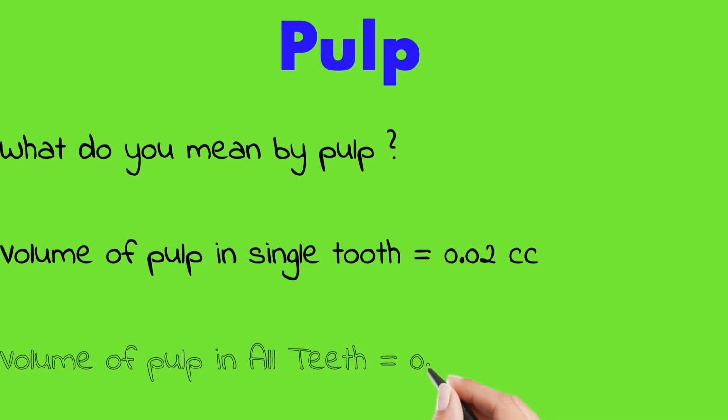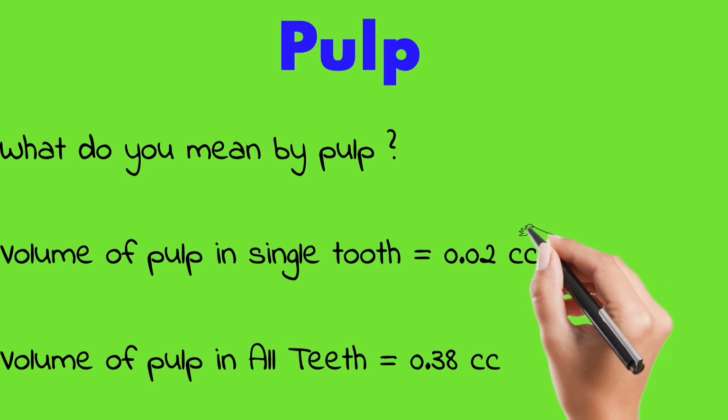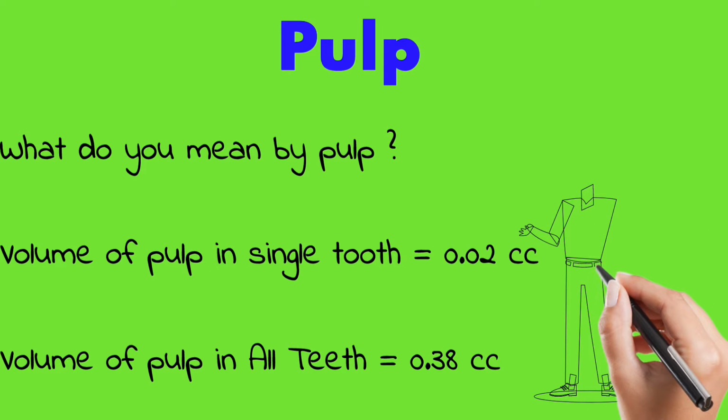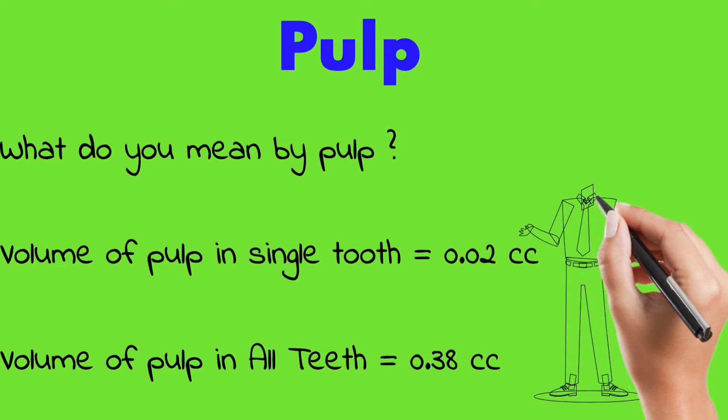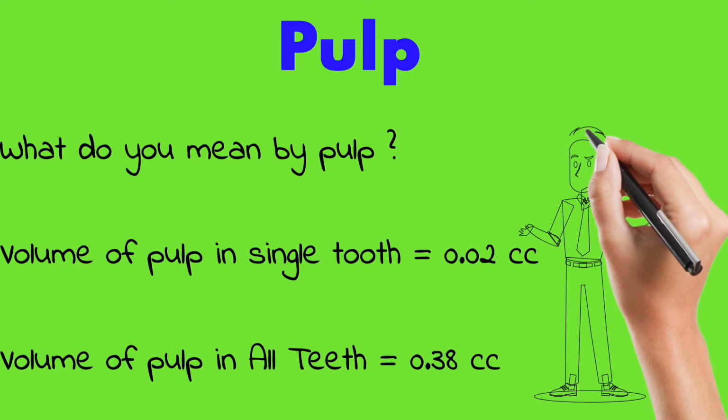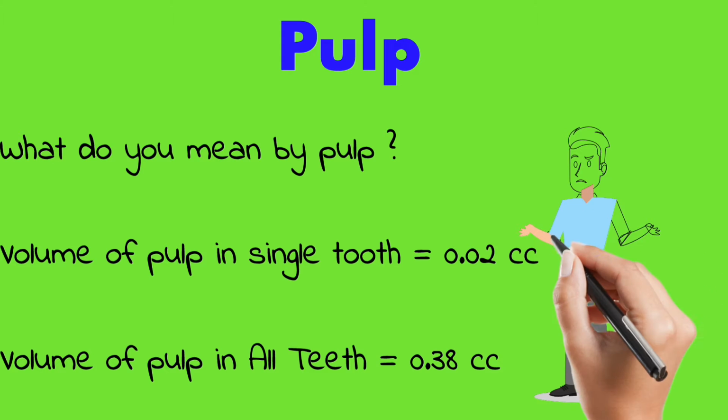First, the volume of the pulp in a single tooth is about 0.02 cc, and the total volume of all the teeth is 0.38 cc. Both these questions are very common in the viva table, so please remember these two values.